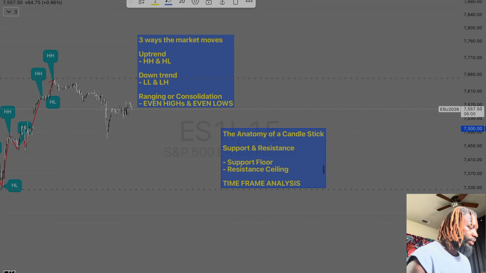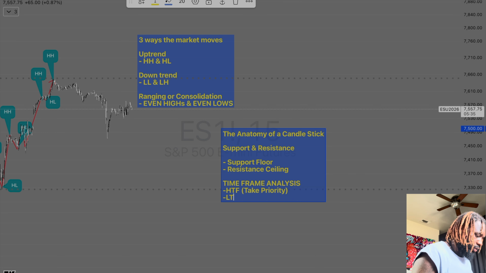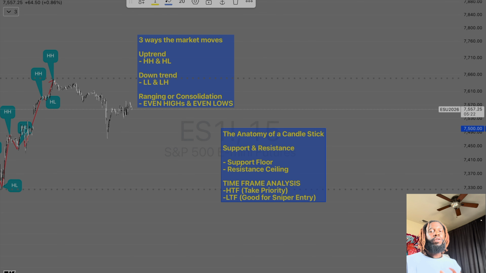Next thing, higher time frame analysis. So let's do it like this. In time frame analysis, you have higher time frames, which take priority. And then you have lower time frames, good for execution, good for sniper execution. Boom, good for sniper entries.